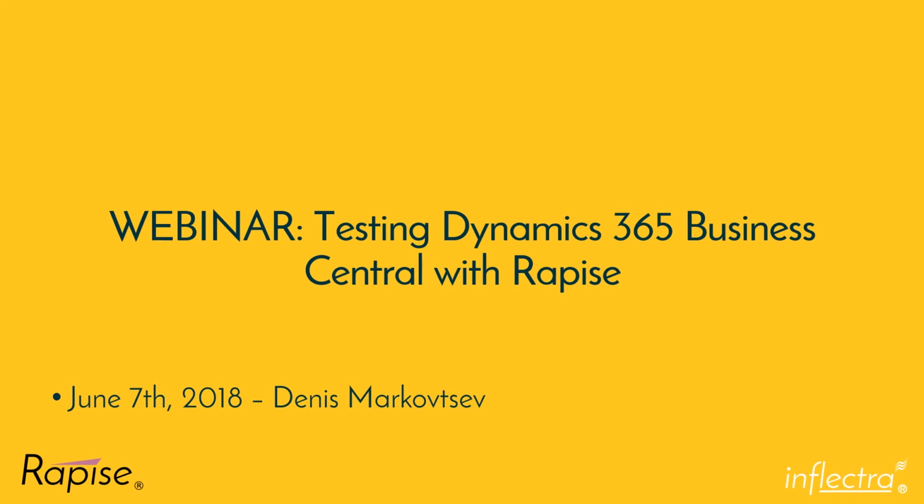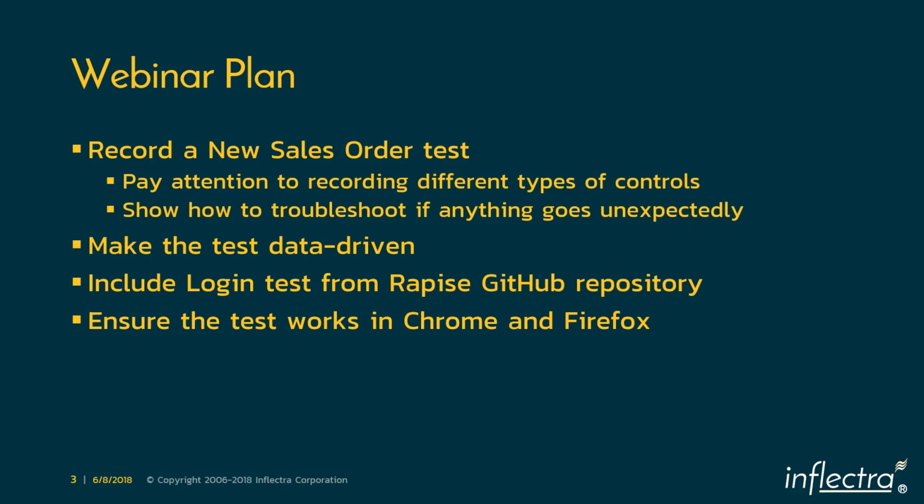In today's presentation, Denis Markatsev will be going through how you record a new sales order test, and he'll be explaining how you can record different types of control with some examples. He'll also show you how to troubleshoot problems if something goes wrong during the recording or playback process when you're testing. He will then show you how you can take your test that you've recorded and make it data-driven, so you can run the same test through different sets of test data.